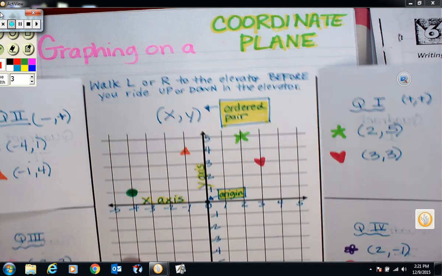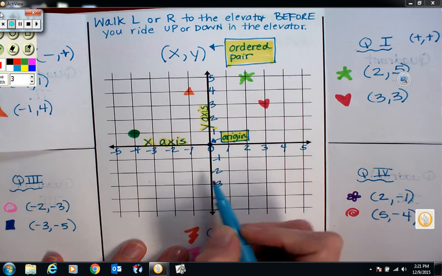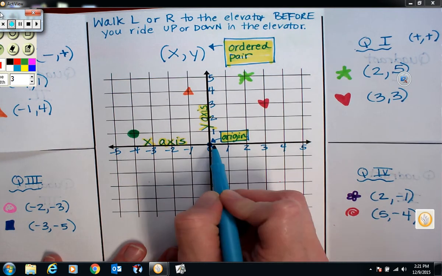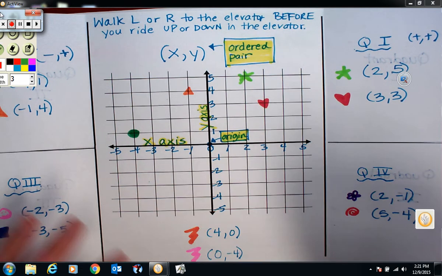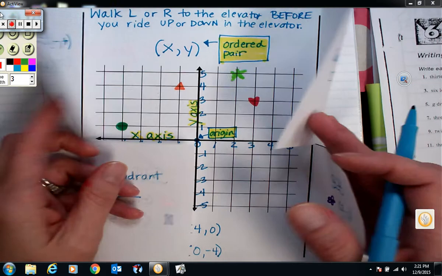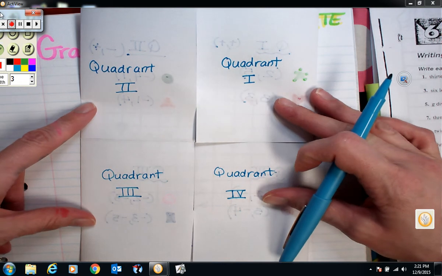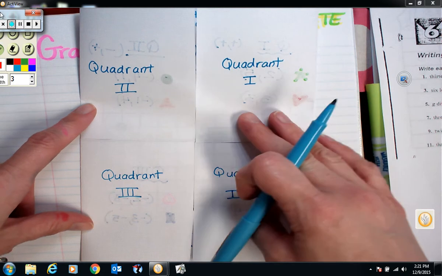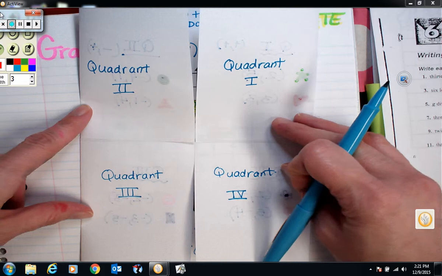Okay, here's a good picture of my two axes. The y-axis is vertical and the x-axis is horizontal. This is where the x and y-axis intersect, which is the origin at point 0 on the y-axis and point 0 on the x-axis. If I fold in my flaps here, I can tell the numbers and the names of each quadrant. There are 4 sections to the coordinate plane. Quadrant 1 is on the top right, and then it goes counterclockwise to quadrant 2, quadrant 3, and quadrant 4.